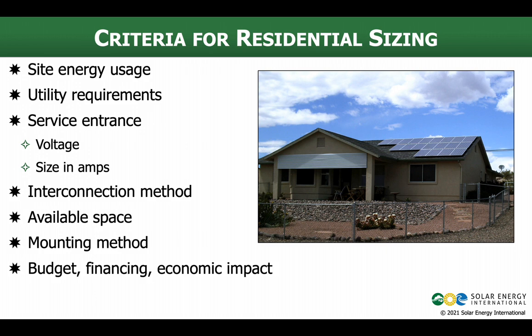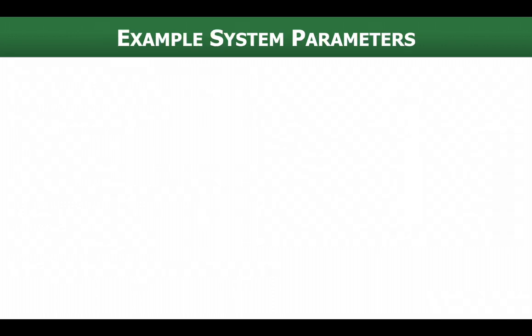And then, of course, a big one, we put it last, but budget. This probably should have been number one on the list. What's feasible? How can it be financed? What are the economic impacts of the system? That kind of analysis is not really what we're getting into in this course, but those are big considerations for nearly all projects.